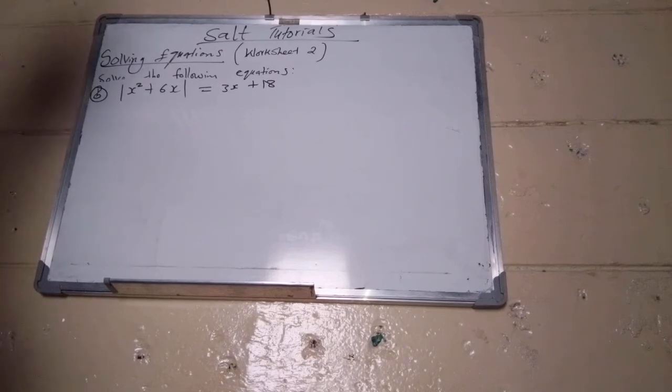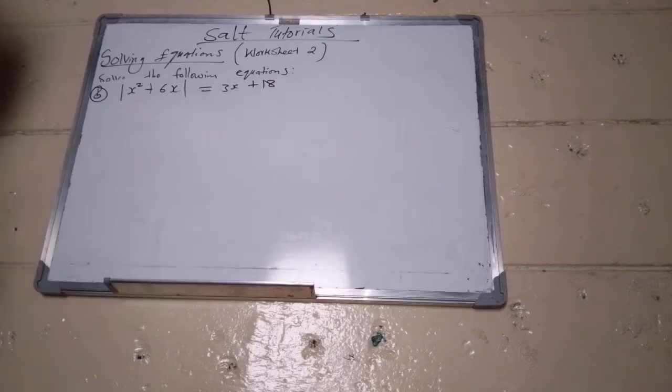The absolute value of x squared plus 6x should be equal to 3x plus 18. How do we handle that one? Number one, recall that this is an absolute value equation. So if you've not gone through the video on absolute value equations, this is not your video. You have to go back and look at all the absolute value equations you solved in the previous videos, and also radical equations as well.